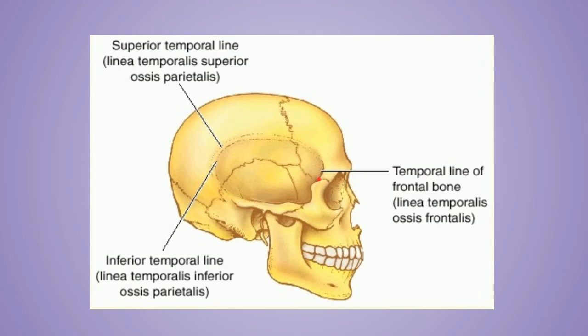So just remember, the temporal lines go from this zygomatic process of the frontal bone, then go backward, cross the coronal suture, and on the parietal bone divide into two parts, the superior temporal line and the inferior temporal line. The superior temporal line fades away while the inferior temporal line goes downwards and forward, and actually continues up to the zygomatic arch. This is the zygomatic arch. Okay.